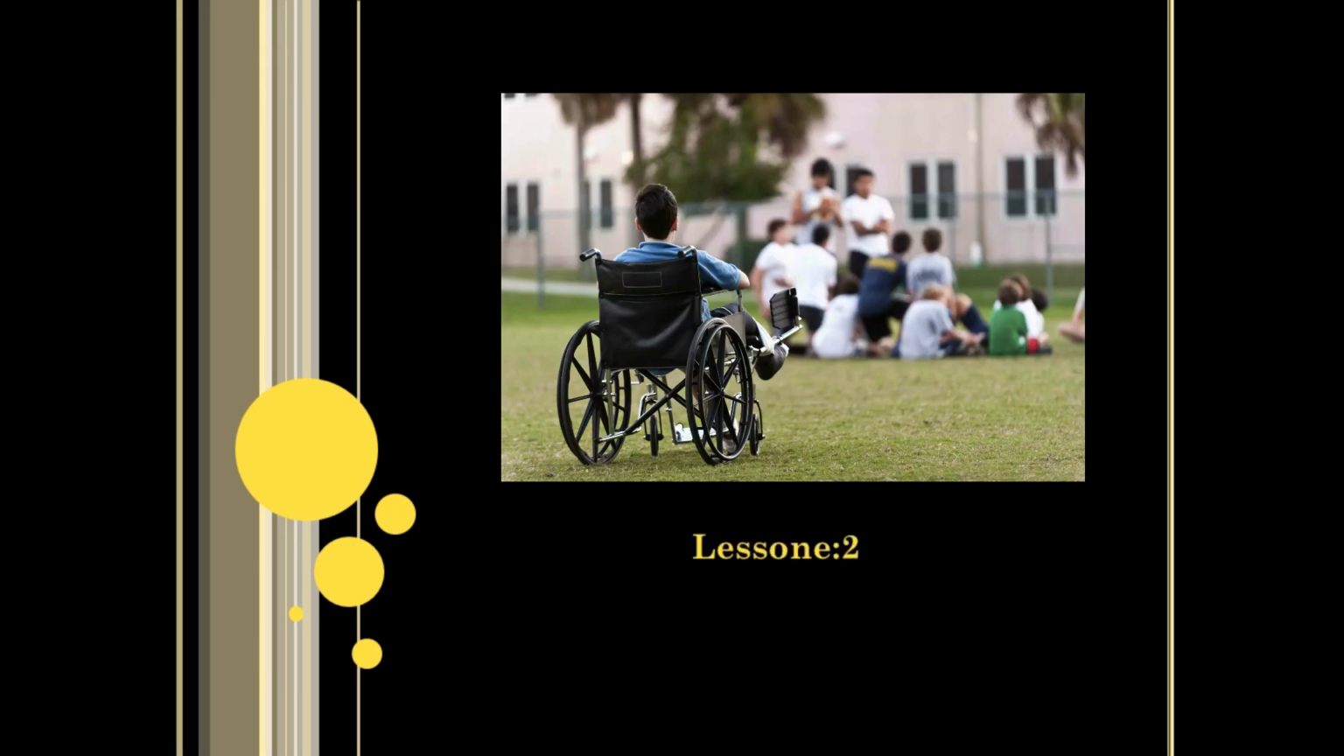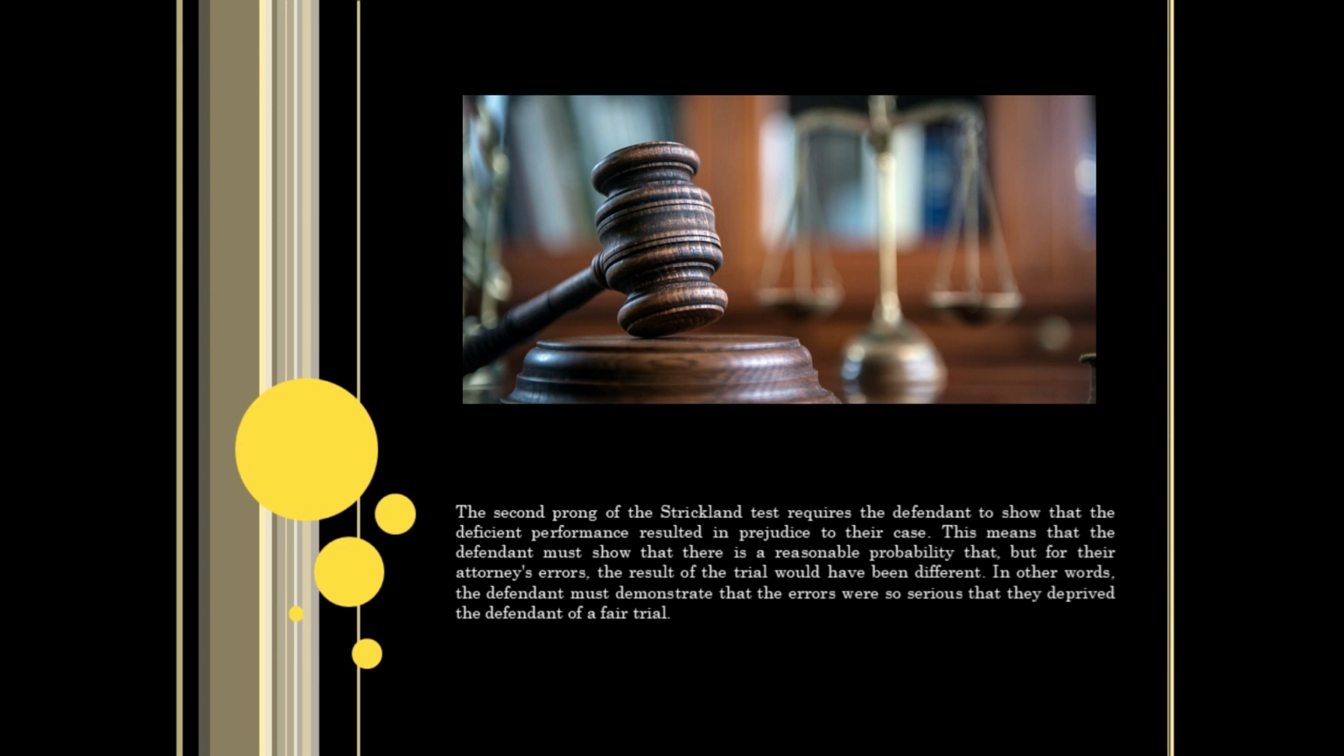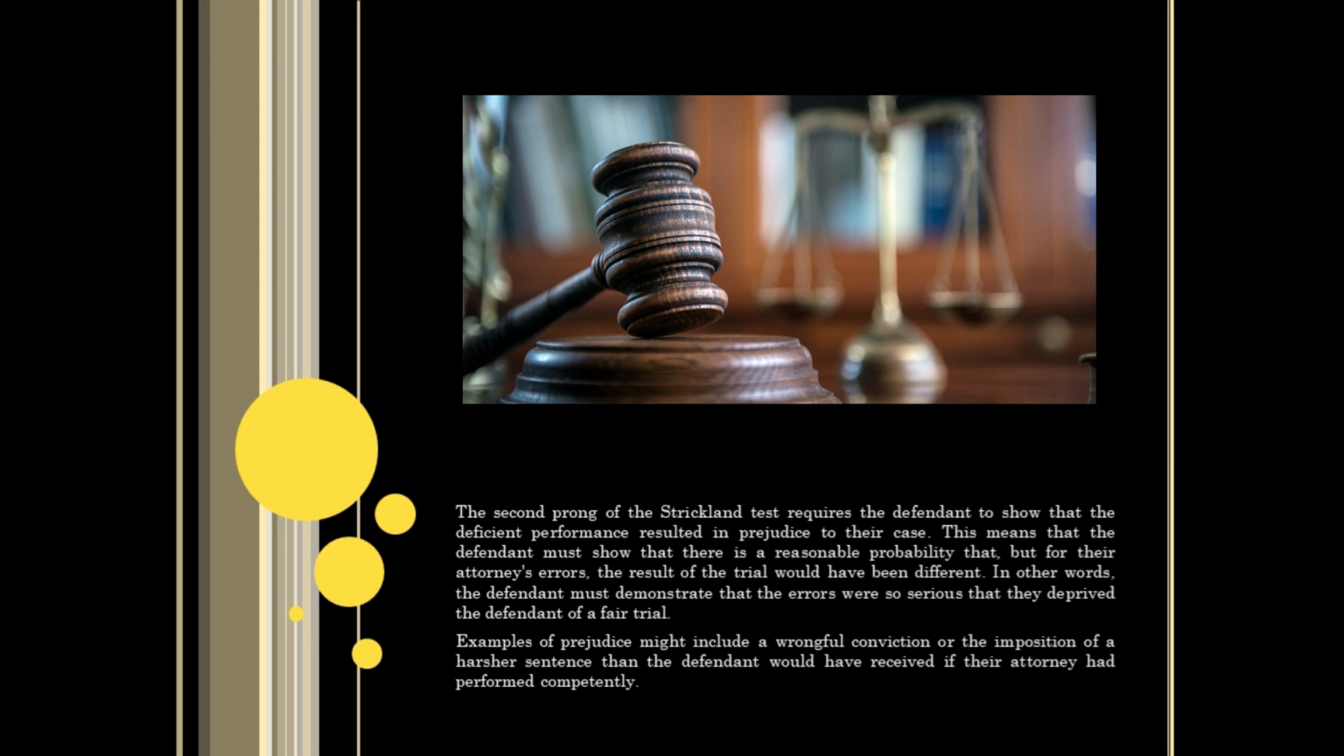Lesson 2. Resulting prejudice. The second prong of the Strickland test requires the defendant to show that the deficient performance resulted in prejudice to their case. This means that the defendant must show that there is a reasonable probability that, but for their attorney's errors, the result of the trial would have been different. In other words, the defendant must demonstrate that the errors were so serious that they deprived the defendant of a fair trial. Examples of prejudice might include a wrongful conviction or the imposition of a harsher sentence than the defendant would have received if their attorney had performed competently.